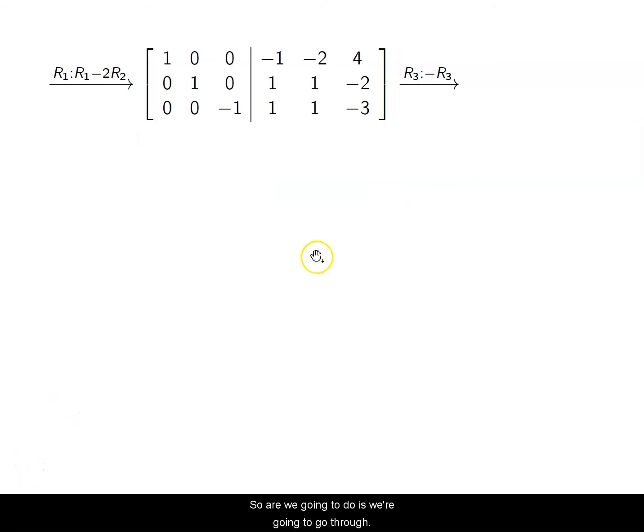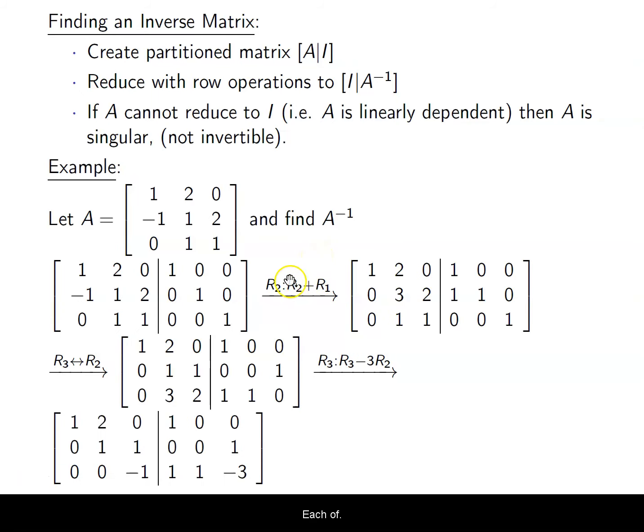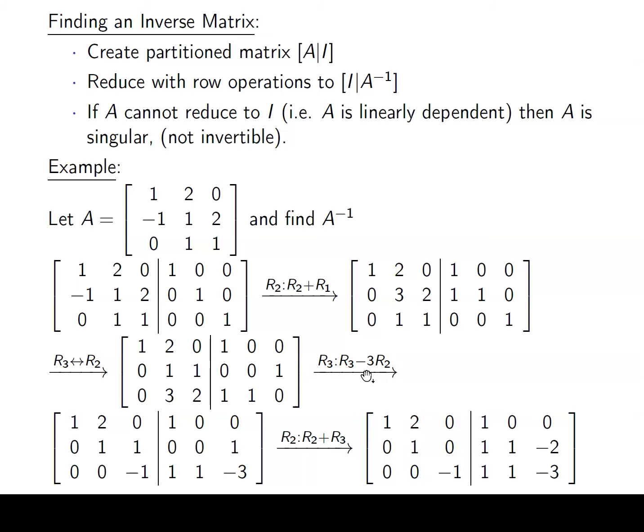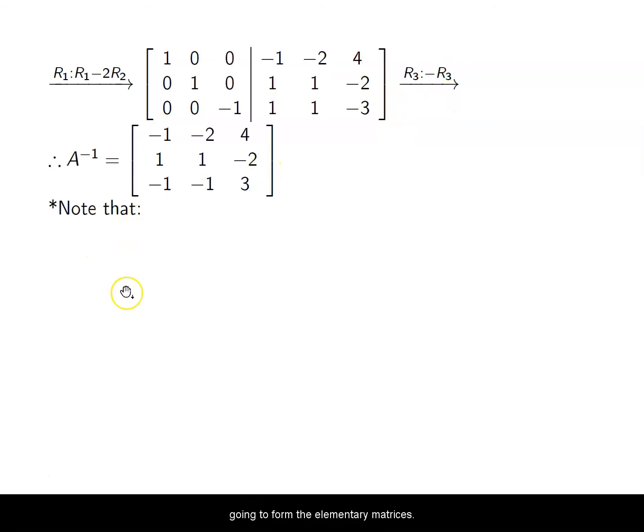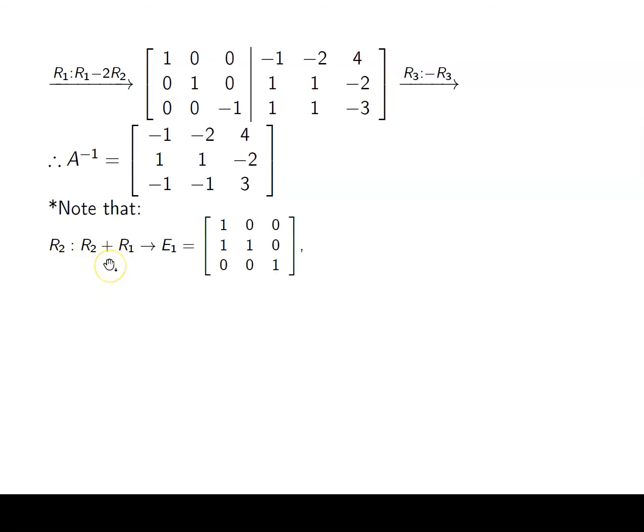So what we're going to do is go through each of these movements that we had. Let's make a note of it. We have R2 plus R1, swap the rows, another R3 minus 3R2, R2 plus R3, R1 minus 2R2, and a negative. We're going to take these and form the elementary matrices. So this was the first one that I had. We're going to call it E1. And this is the elementary matrix we get from adding R2 to R1 and making that my new R2.